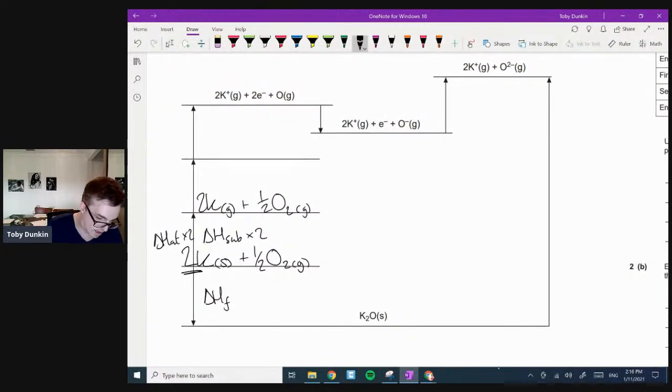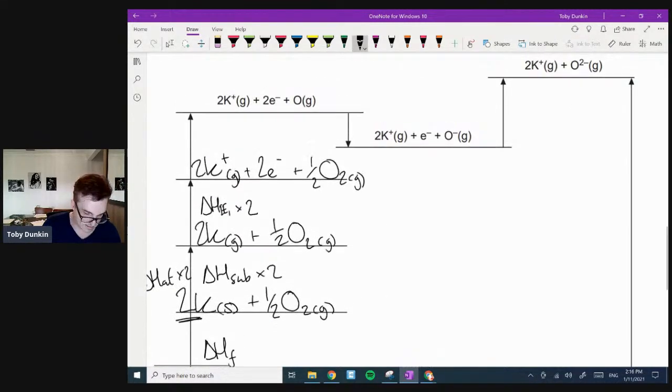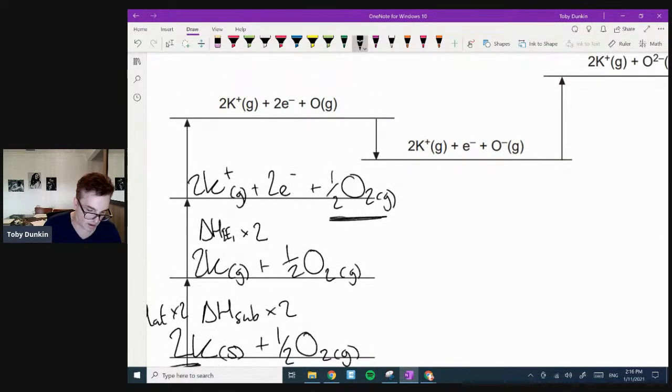So the next one is we now need to ionize potassium. So we're going to end up with 2K+ gas plus 2 electrons on the same shelf, plus half O2 gas. So this is delta H ionization energy IE1 times by 2. The next step is we need to split oxygen up. So this one's going to be delta H atomization because we are making 1 atom. Alternatively, we could do delta H of bond dissociation divided by 2, half of bond dissociation because I'm only making one atom.